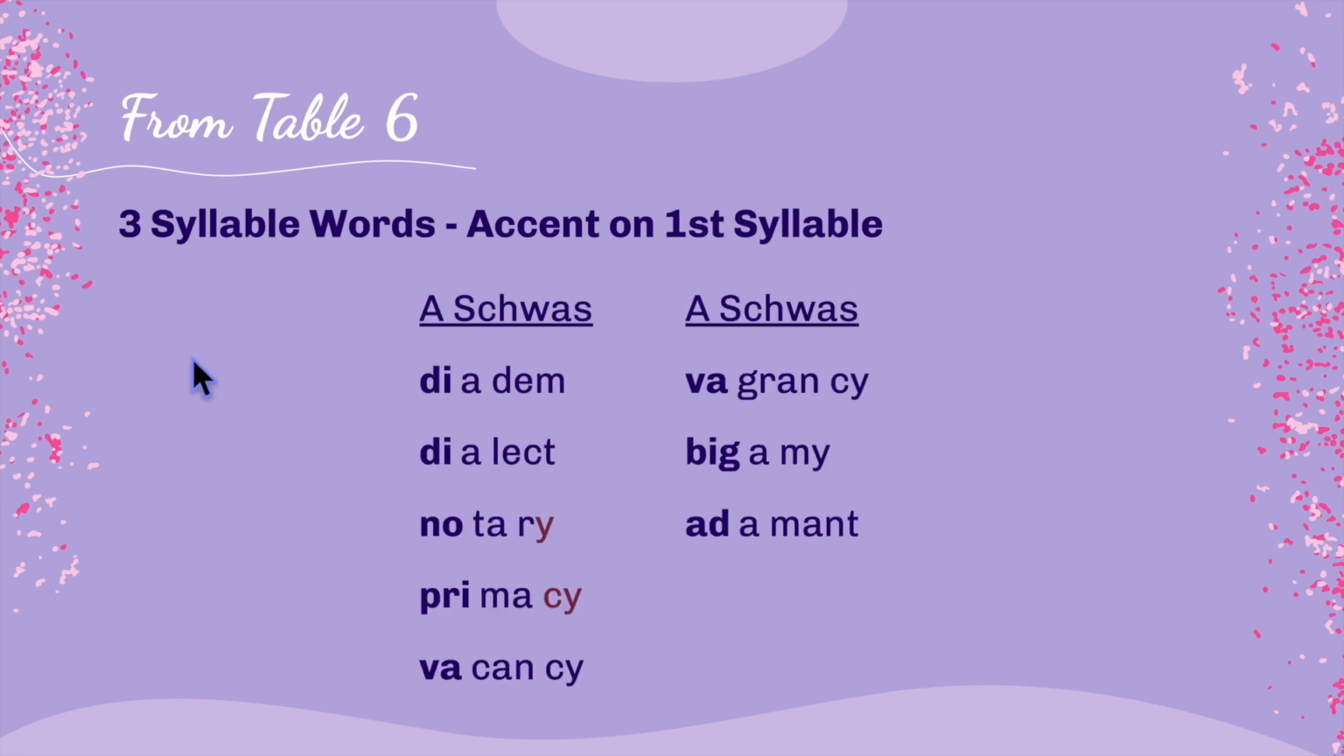Let's try a few 3-syllable words where the first syllable will be accented and the letter A will schwa rather than having a clear long A sound in an open syllable or a clear short A sound in a closed syllable. Our accented syllables will have their long vowel sounds. Diadem. Did you notice we don't say di-a-dem, but di-a-dem? The A schwas instead of having a short sound or a long sound.